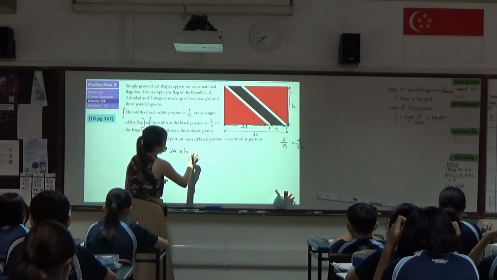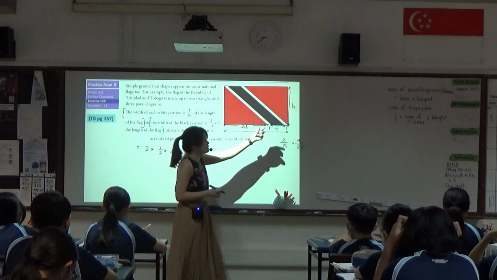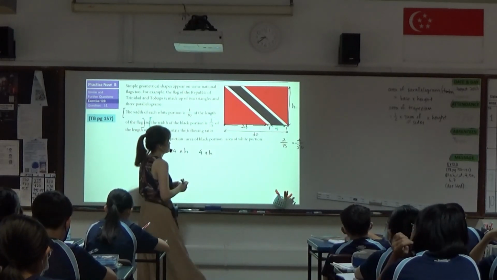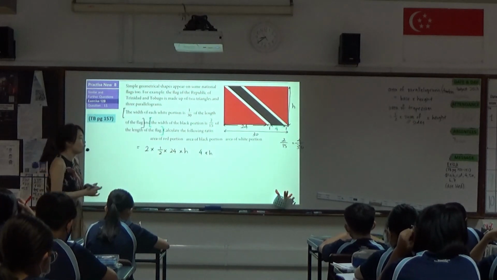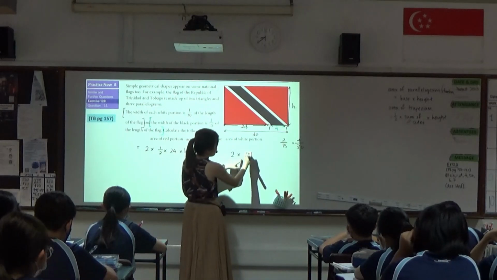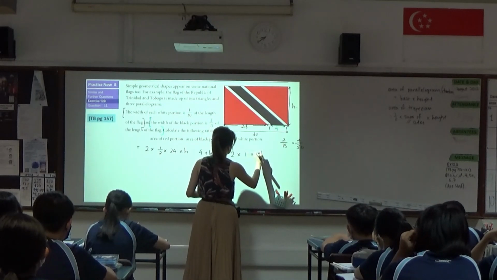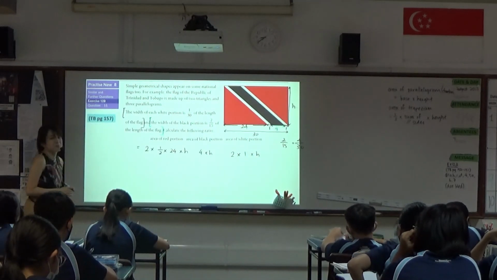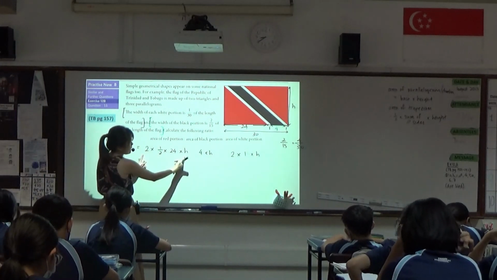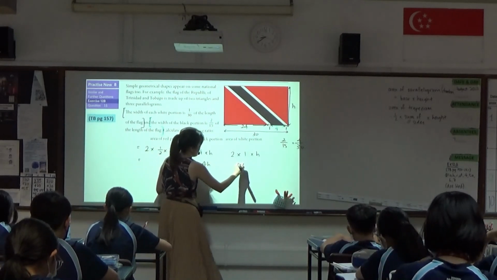Then we look at the area of the black portion, which is a parallelogram, such that the base is 4 and the height is h. So 4 times h. And then the white portion, since there are 2 parallelograms here, times the base 1 unit times the height h. Then I can proceed to simplify it. Over here, I can calculate first. I will get 24h. This is 4h, and this is 2h.